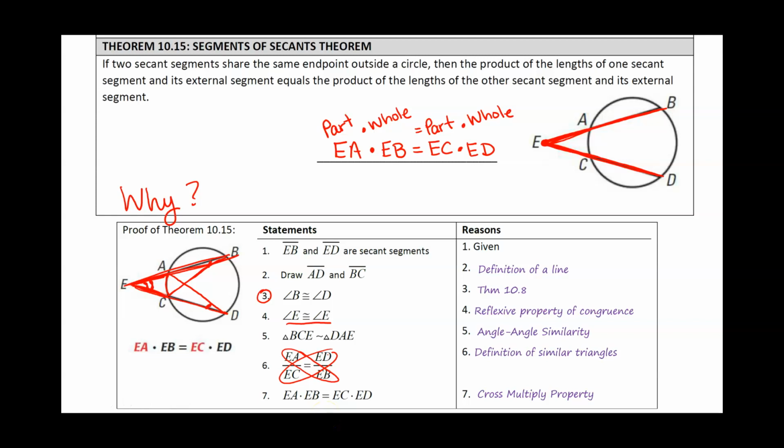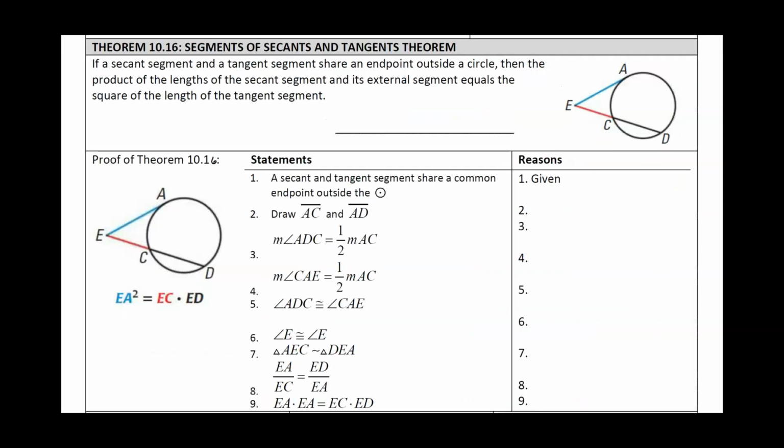Now I need you to stop for a second and notice how this one came outside. So these segments came outside, so we had to go to the whole pieces. On the previous one they were inside, so it was part times part. Now we have one more to look at, and this is when you have a secant and a tangent. So here is the secant, and the blue one is the tangent.